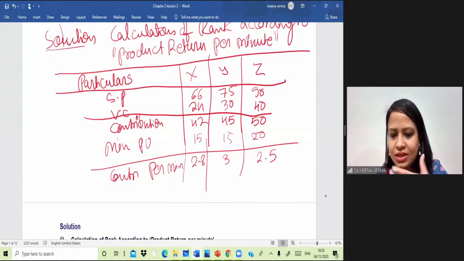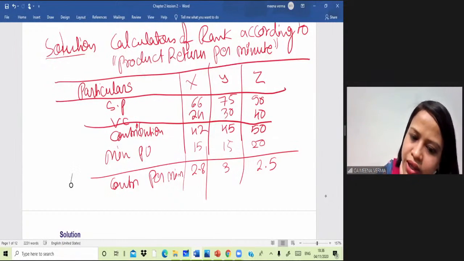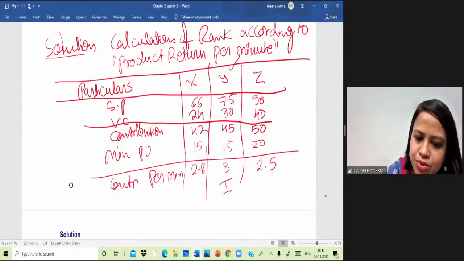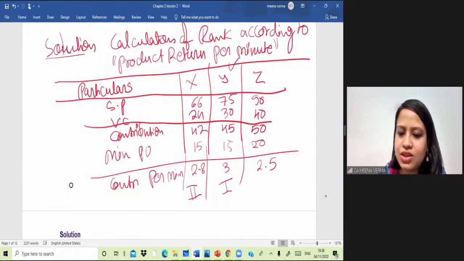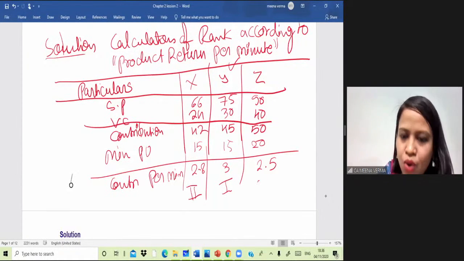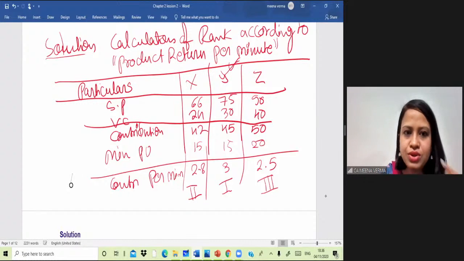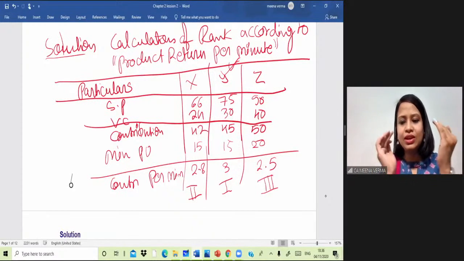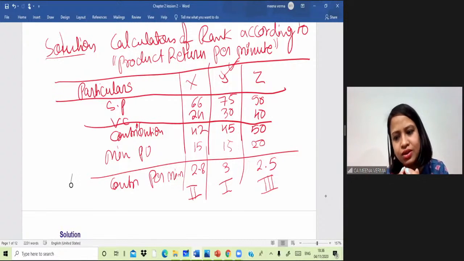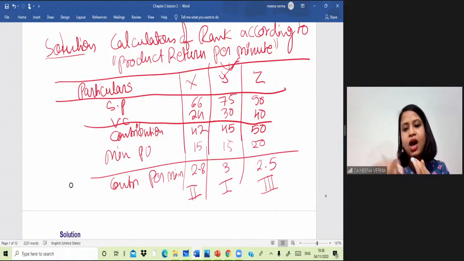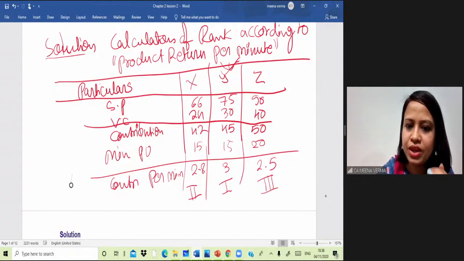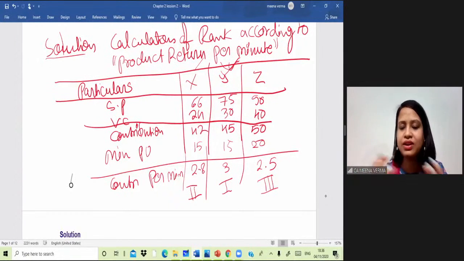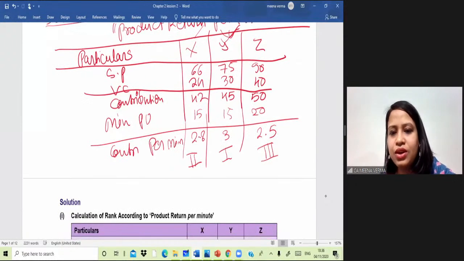So in this case, you can see that if you produce product Y, you will get maximum contribution. Then after Y, you should go for product X, and at the last, you should produce product Z. Why are we producing product Y first? Because in product Y, we are getting high contribution with less use of resources. In case of X, we are using resources a little more than Y and the contribution is comparatively less. In this way, we can rank them.